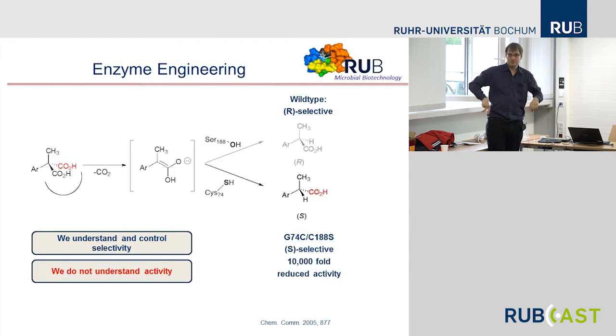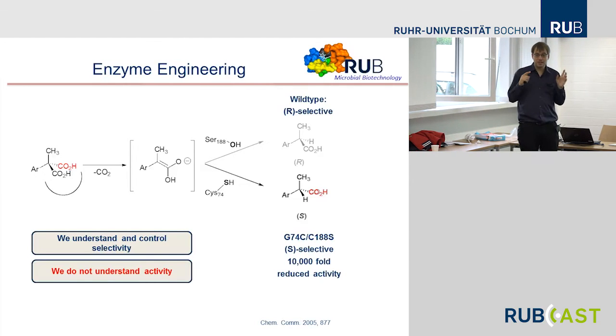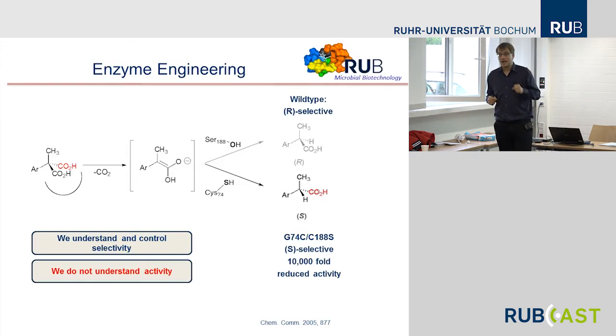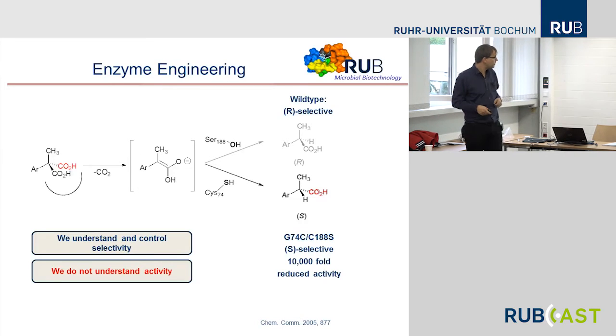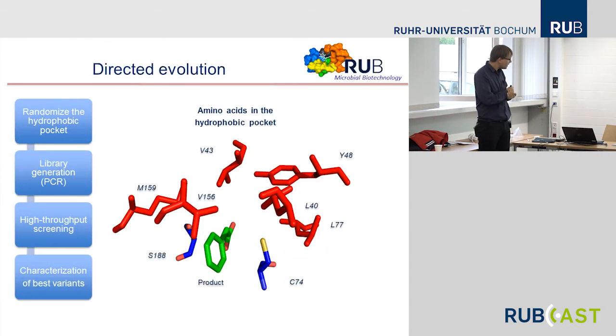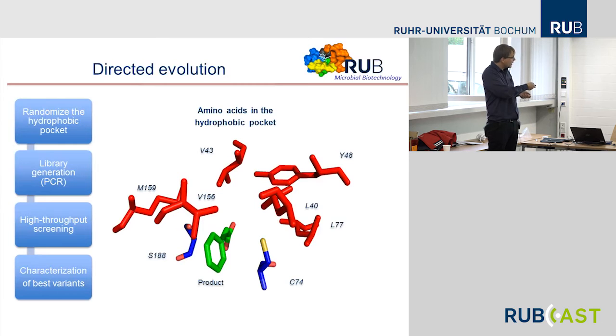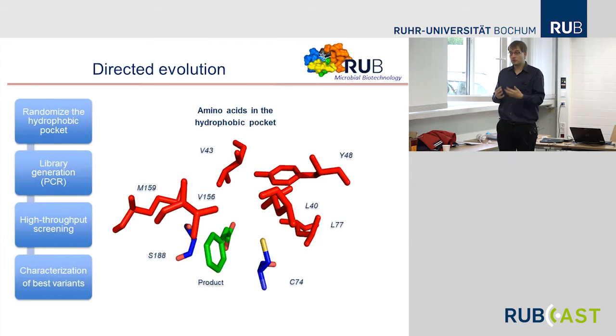So for some reason, they destroyed the enzyme, which meant they could predict selectivity, but they were not able to predict activity. And at this point, they switched the method. They said, okay, somehow this hydrophobic pocket is responsible for the destabilization of a carboxyl group. So let's modify it. And what they did was they mutated every residue, but they had no big idea which amino acid would improve that.